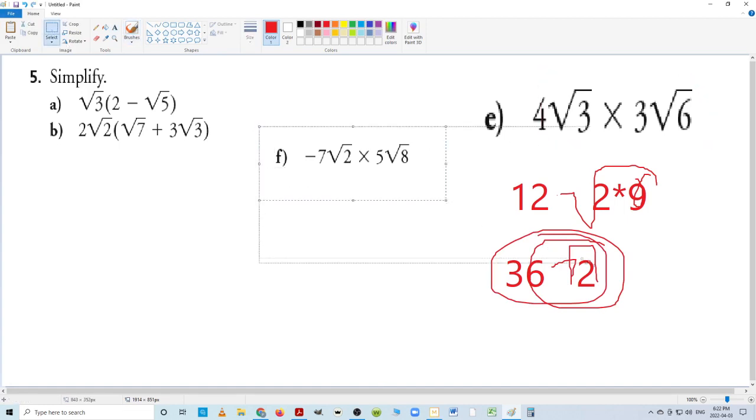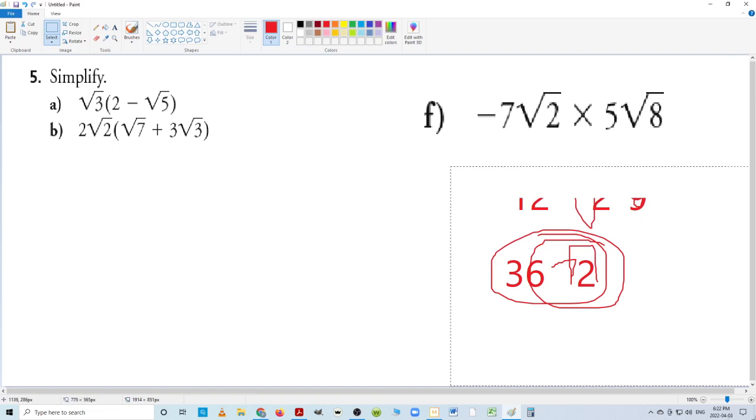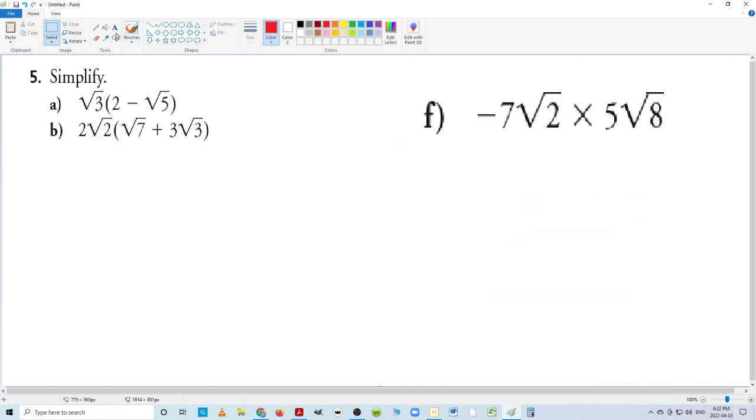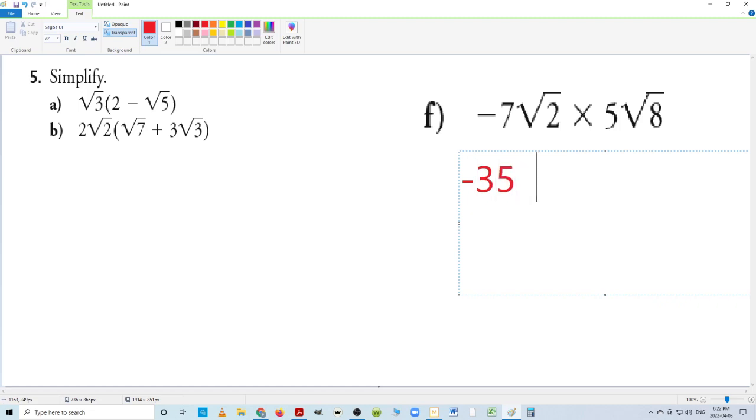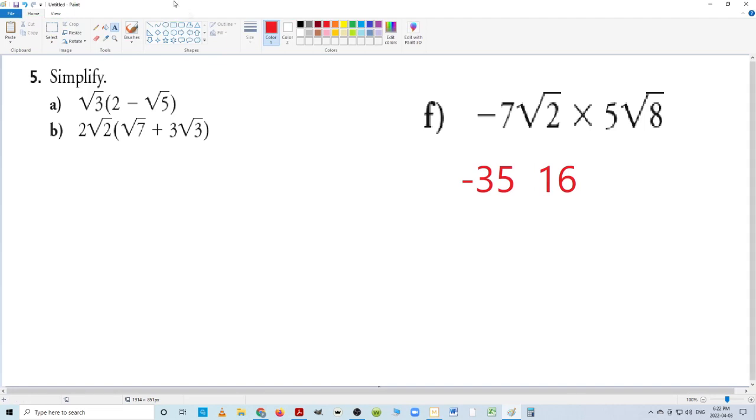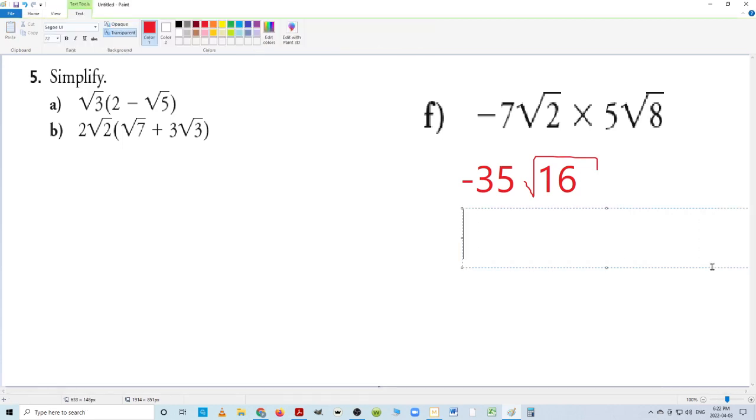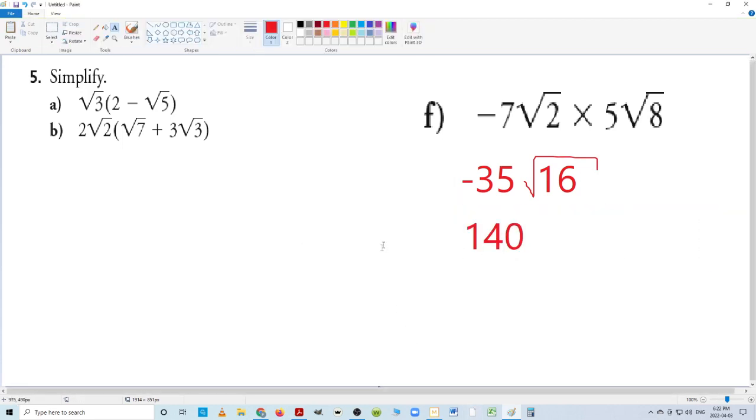And then finally this one. So when I multiply the negative 7 times 5, I get negative 35. And when I get 2 times 8, I get 16, square root of 16. However, the square root of 16 can be solved. It's 4. So I get 4 times negative 35, which is negative 140, is the answer. That's the only one that has a nice, clean answer.